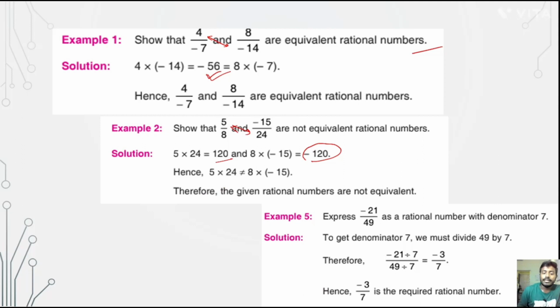Now example 5: minus 21 divided by 49 is equal to something by 7. Find the numerator with denominator 7. How to solve? We divide 49 by some number to get 7. We can also divide the numerator by the same number 7, because in property 3 we remember we can divide both numerator and denominator by any integer. That's why when we divide the numerator by 7, the answer is minus 3 by 7.